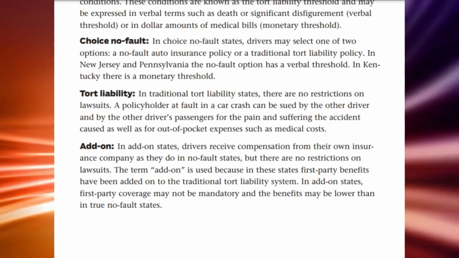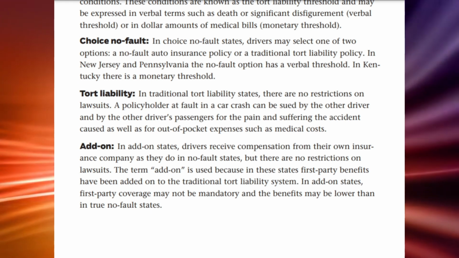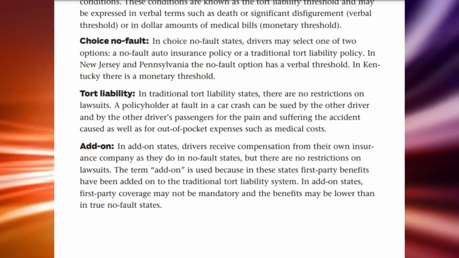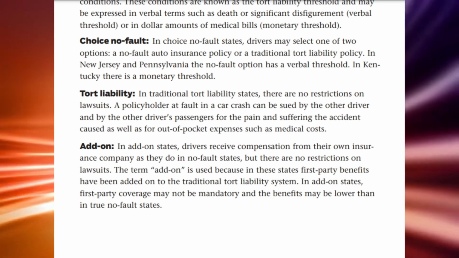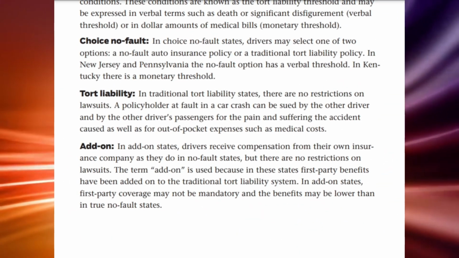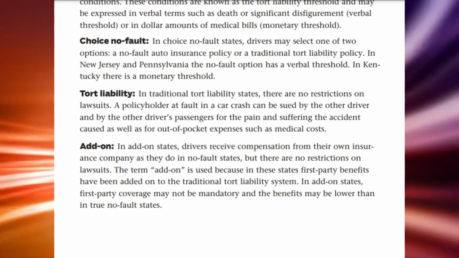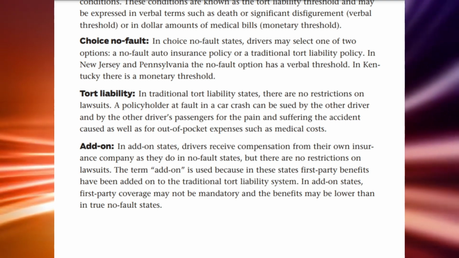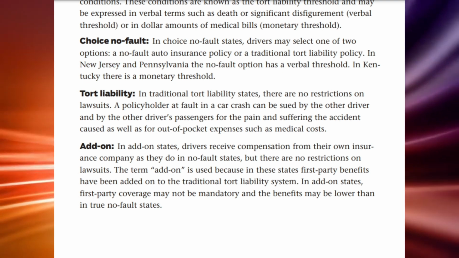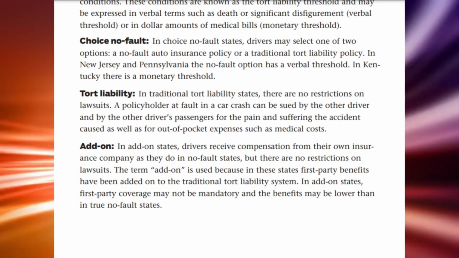Tort liability. In traditional tort liability states, there are no restrictions on lawsuits. A policyholder at fault in a car crash can be sued by the other driver and by the other driver's passengers for the pain and suffering the accident caused, as well as for out-of-pocket expenses such as medical costs.